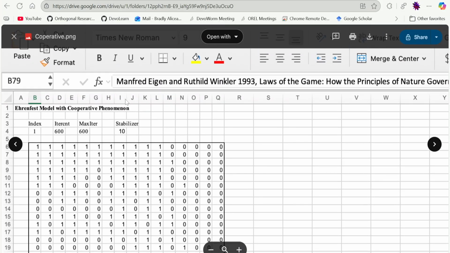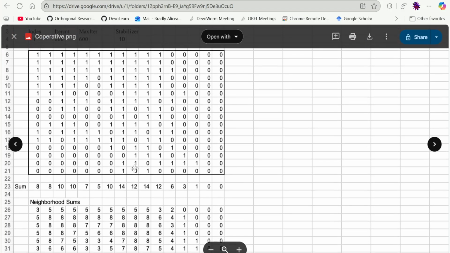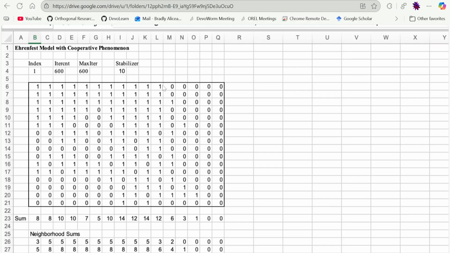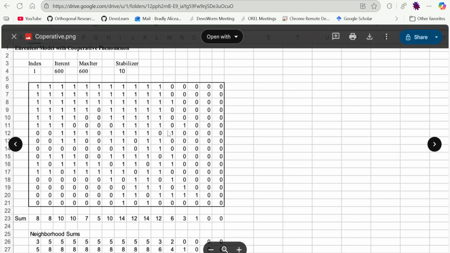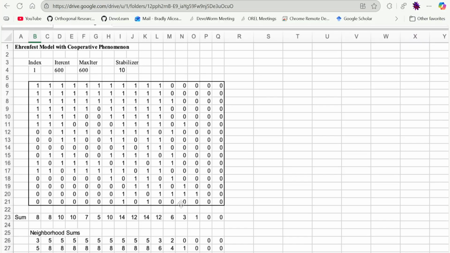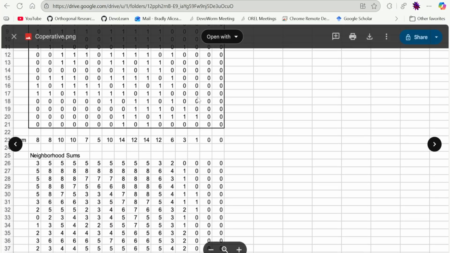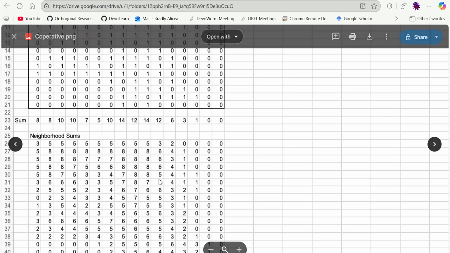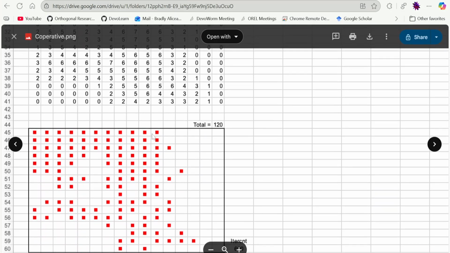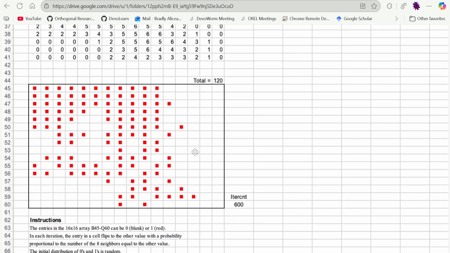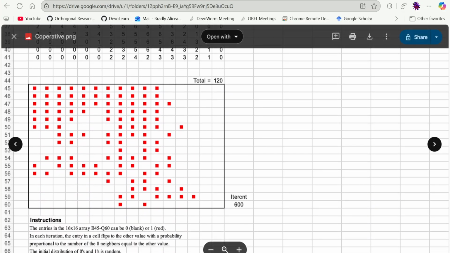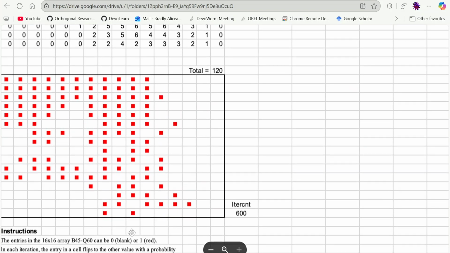This is going back to the Ehrenfest model with cooperative phenomena instead of what we showed before with an initial condition. This is where we have this matrix, and we have 600 iterations. We have a matrix of 0s and 1s with the sum down here, how many 1s you have in each row or in each column. We have our neighborhood sums here, and then we have our board where we have red squares and blanks. And so that's what our board looks like. It looks different than the other boards. And why is that? So let's take a look at the instructions.